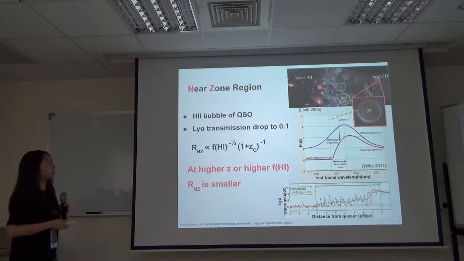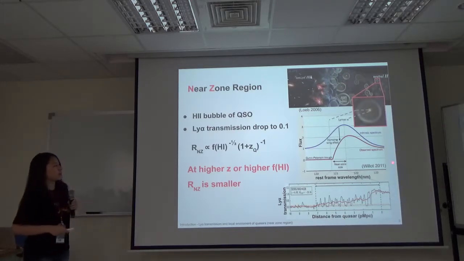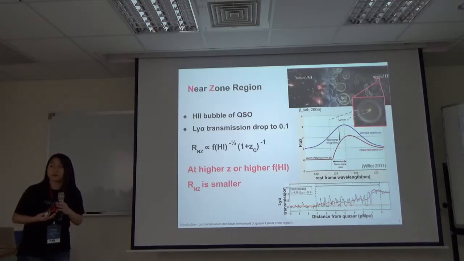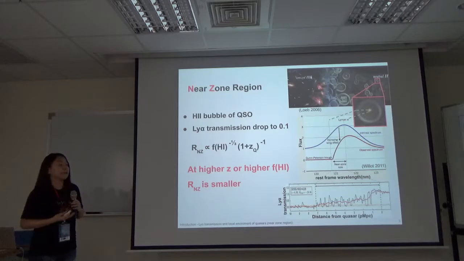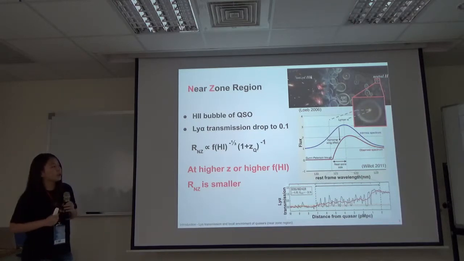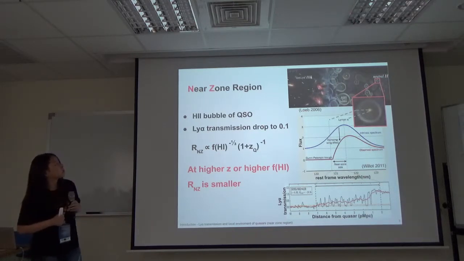But besides the near-zone region, the damping wing effect is also very important because the number density of neutral hydrogen affects the profile of the damping wings. But because the high-redshift quasars are mostly luminous and they have very strong Lyman-alpha emission lines, it is actually hard to observe the damping wings.